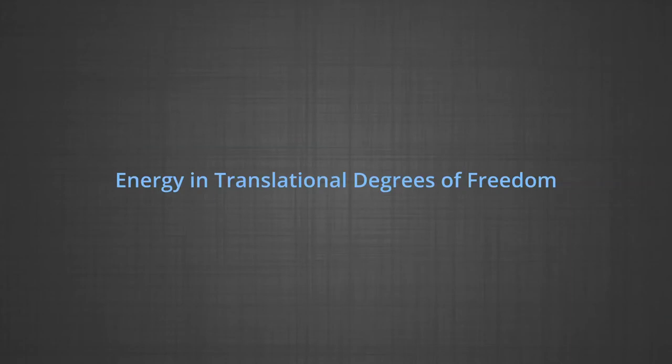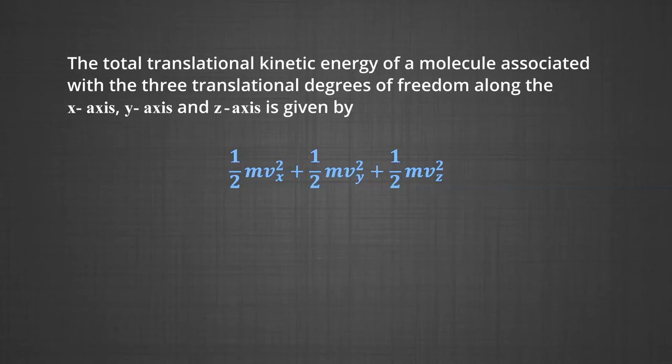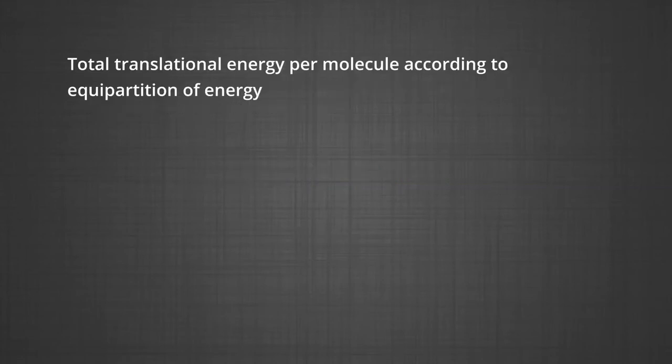Let us now talk about the energy in translational degrees of freedom. The total translational kinetic energy of a molecule associated with the 3 translational degrees of freedom along x-axis, y-axis and z-axis is given by half m vx square plus half m vy square plus half m vz square, where vx, vy and vz are the x component, y component and z component respectively of the velocity of the molecule, and m is the mass of the molecule. So, the total translational energy per molecule according to equipartition of energy is 3 times half kT, and this is 3 by 2 kT.